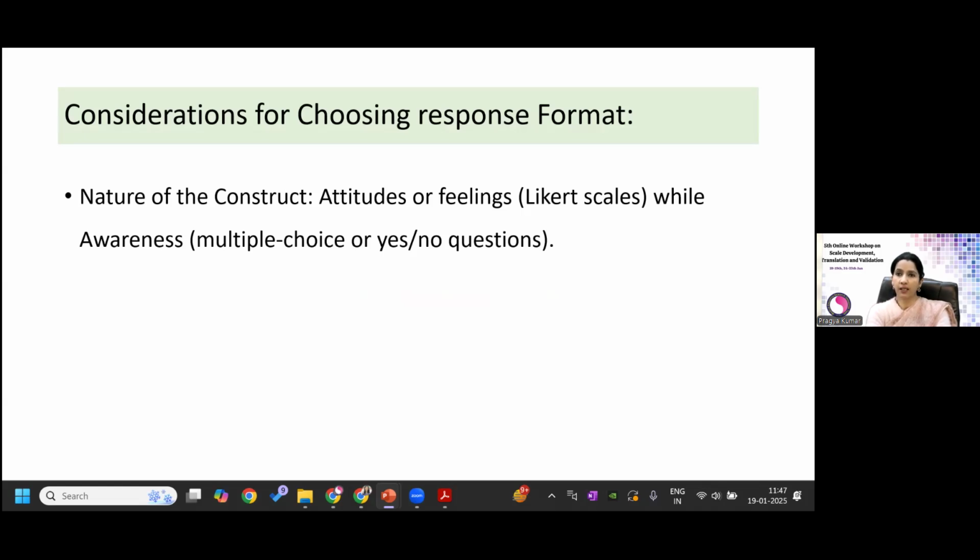And Dr. Renuka is asking, ma'am, do all constructs or items have to be of the same type? No, it is not needed, Dr. Renuka. It depends on the construct. Like I said, if your construct is knowledge or practice, then generally you have multiple choice or binary scale. But if your construct is reflective, then generally the response format is Likert. So there can be a case where for every construct your response format will differ. It will vary.